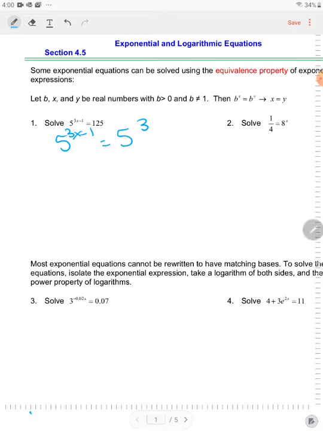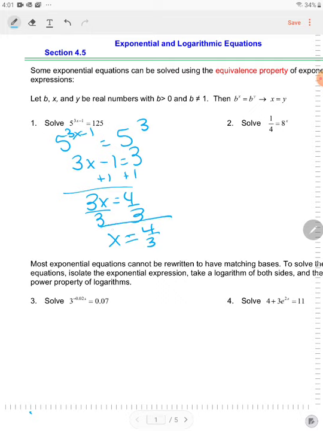When the bases are the same, the exponents have to be equal. So we now have 3x minus 1 equals 3. Add 1 to both sides. 3x equals 4. Divide by 3. X is equal to 4/3. If you recall, for our exponential functions, the domain is all real numbers. So our answers can be fractions, positives, or negatives.